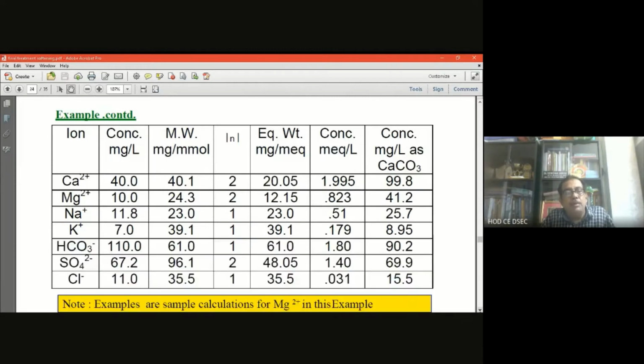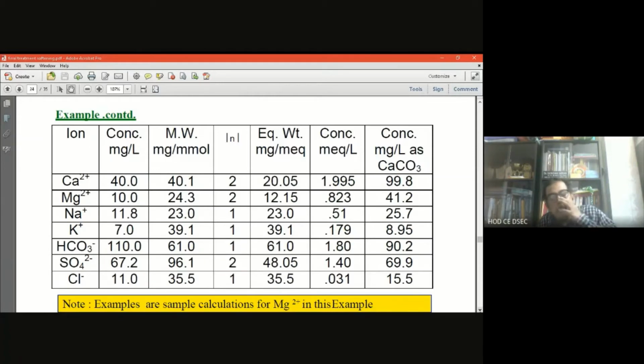Now second column, the concentration of the ion will be given. Third column will highlight the molecular weight. Fourth column, that is the valency. Fifth column, equivalent weight column will be there. And next, sixth and seventh column, the concentration in terms of milliequivalent per liter, or the milligram per liter as CaCO3.